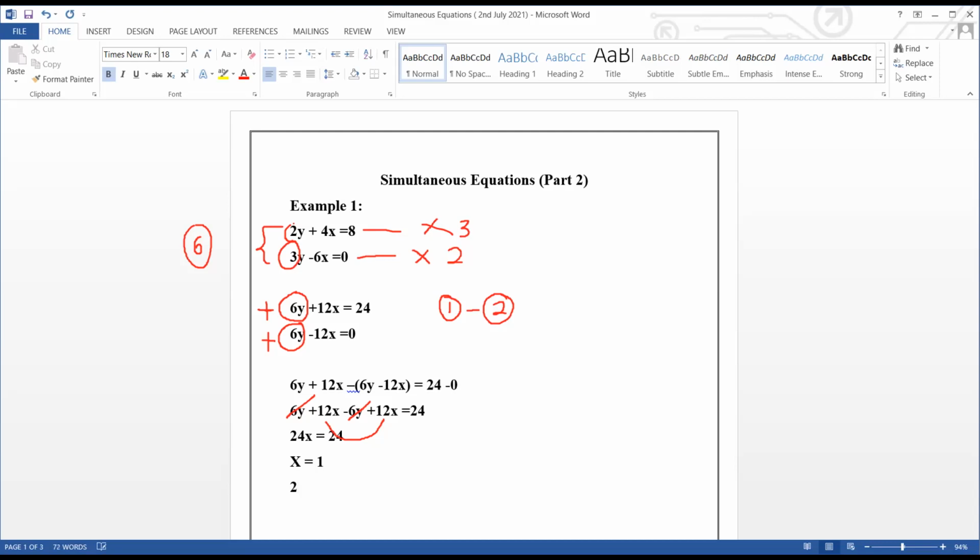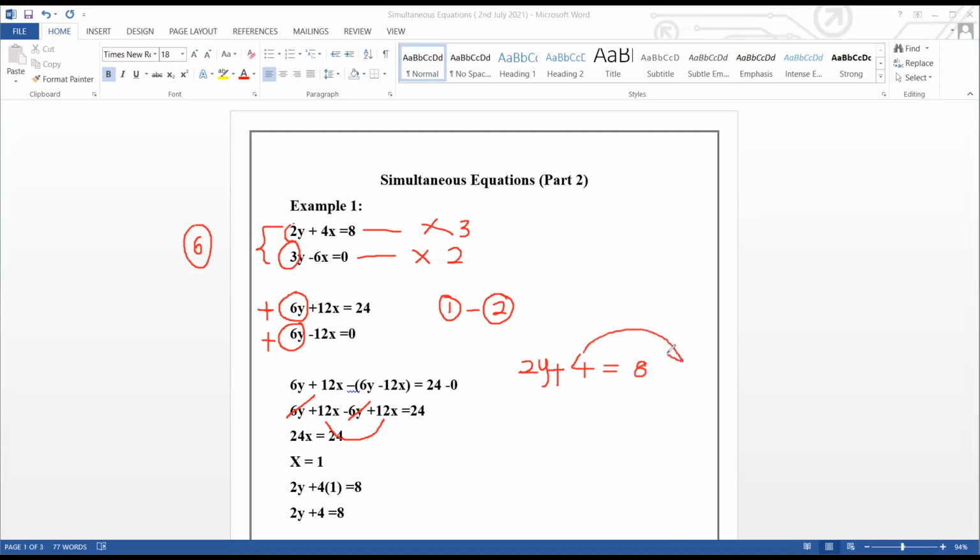I'll substitute into the first equation, 2y plus 4, now instead of x I can write 1, equals 8, right? So then I will get 2y plus 4 times 1, it's 4, equals 8. Now it's a simple equation, right? So I will get 2y plus 4 equals 8. Now I want to find the value of y.